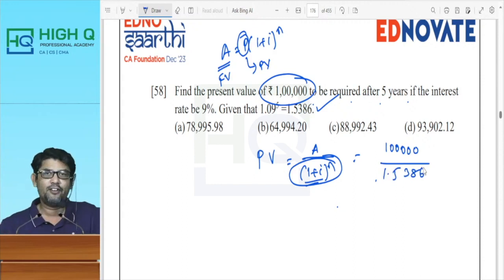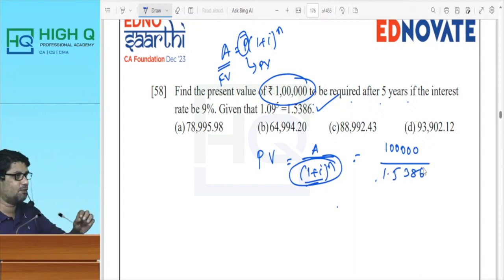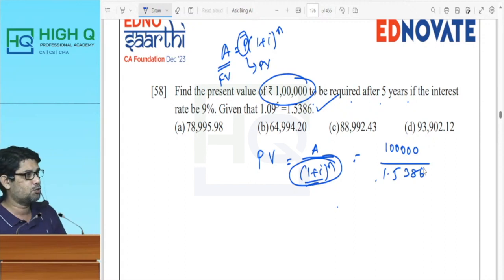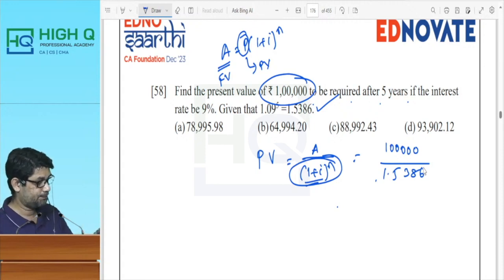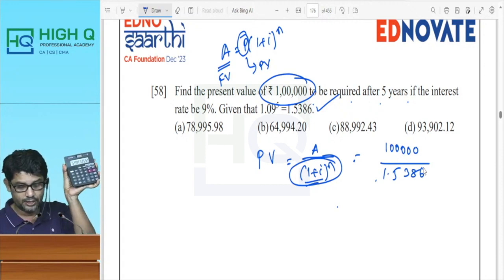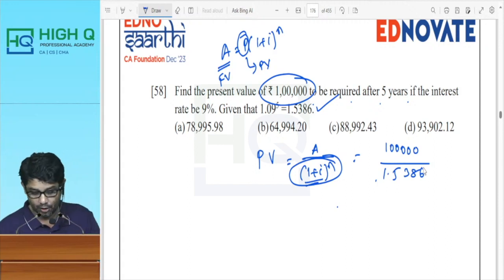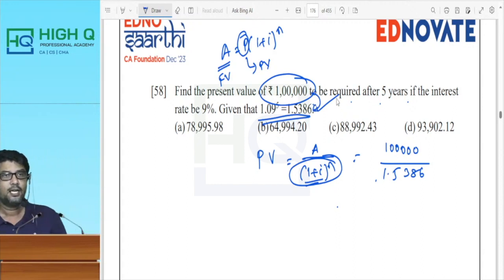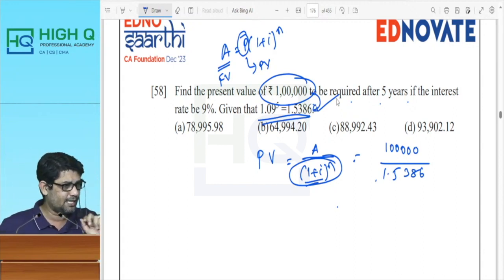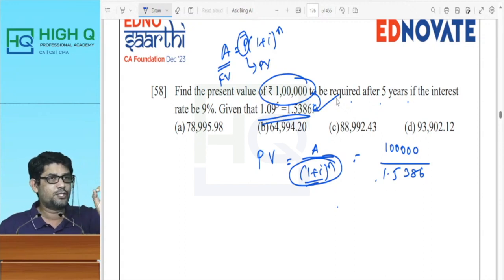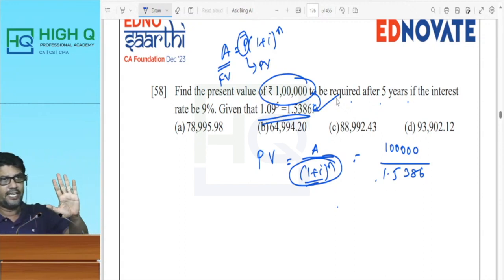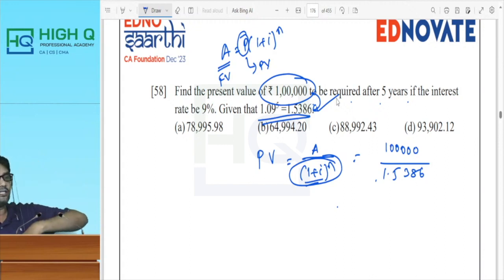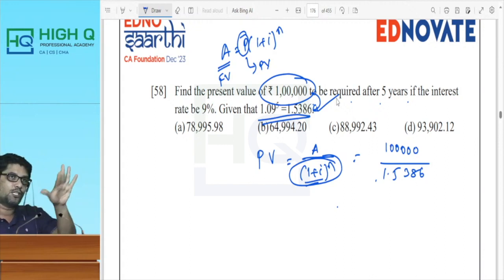Why I said even 15 seconds is more: if you can understand the question, hardly it takes 3 seconds to solve. What you do? 1 lakh divided by 1.5386. 64,994. Simple answer, my dear, because this value is given. Only this has to be divided. That's it. Option B. See, for this, how much time can you take? 3 seconds. To understand the question, you take 10 seconds. See, reading takes 5 seconds. To understand the question, 10 seconds. And in 3 seconds, you can solve the question.